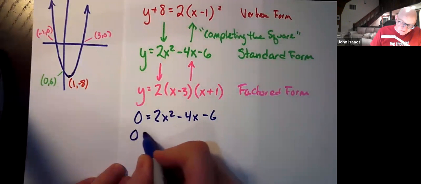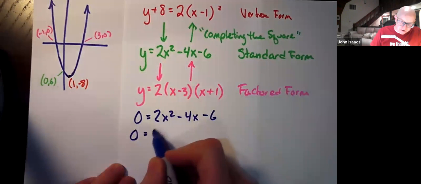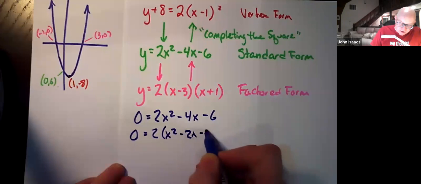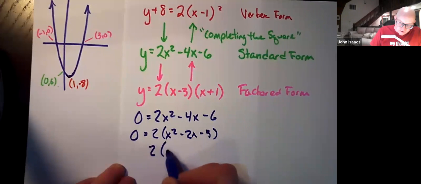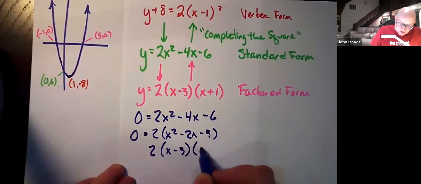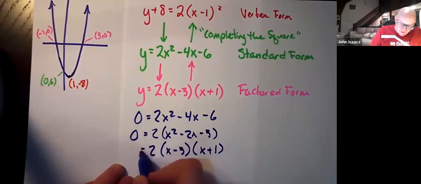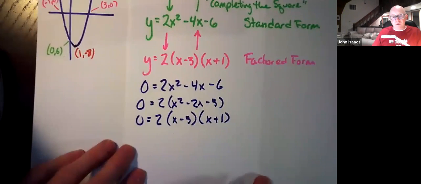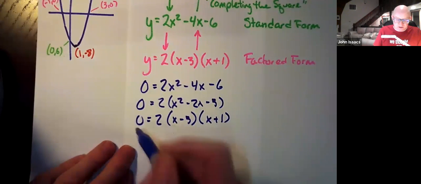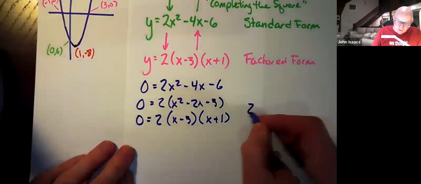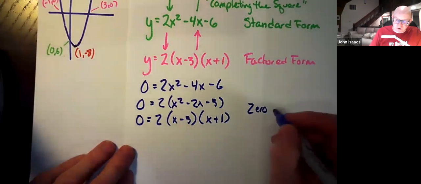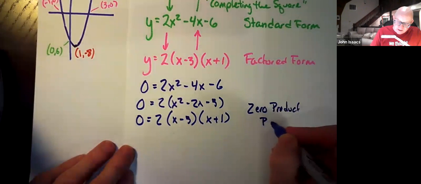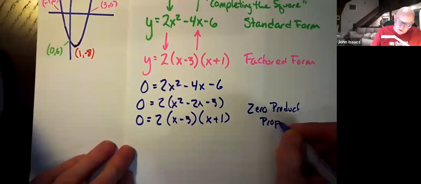Let's factor this out. We take a 2, we did it in the past video actually. We take a 2 out and we wind up with x squared minus 2x minus 3. And then we factor that into x minus 3 times x plus 1, which of course is exactly what we had right here in factored form, right? So when we're in factored form and we have an equation set equal to 0, now we use what's called zero product property, which we introduced recently. ZPP. Zero product property.